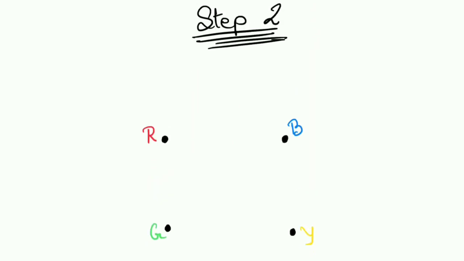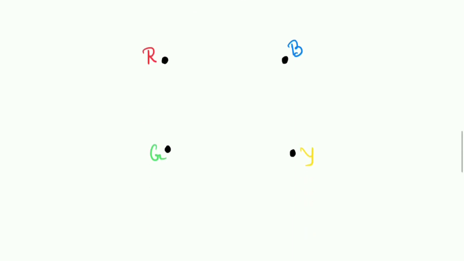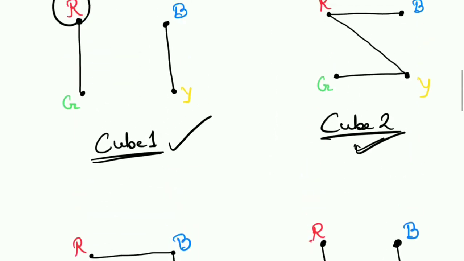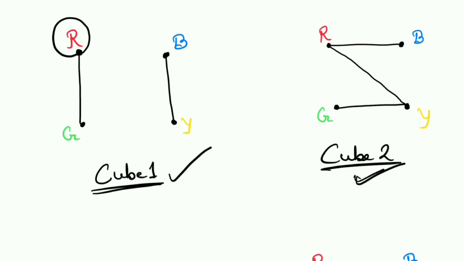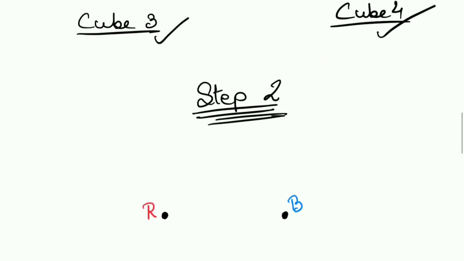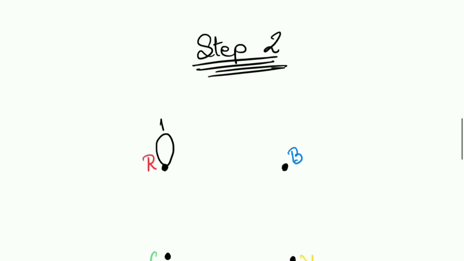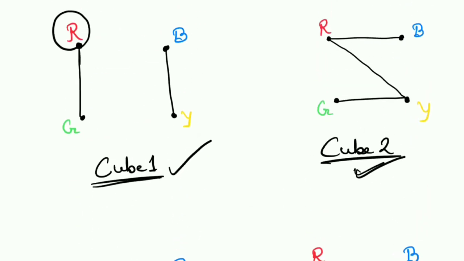In step 2, we will draw a complete graph, a single graph, considering all the graphs of all the 4 cubes. Cube 1 has a graph, cube 2 has a graph, cube 3 has a graph, cube 4 also has a graph. So we will combine these 4 graphs in step 2. First, red is connected to red itself, it is a loop. That loop comes from cube 1, so we'll mention it as 1.